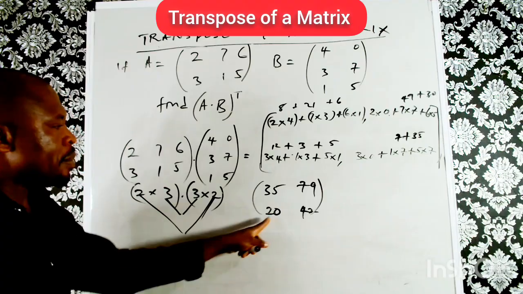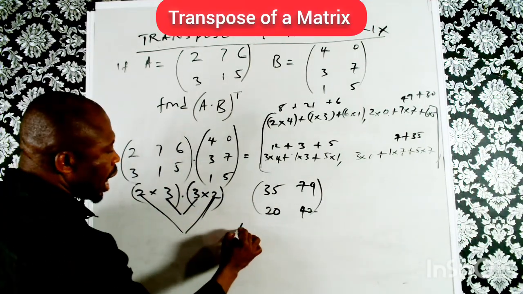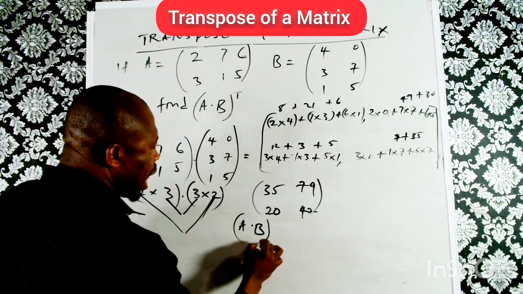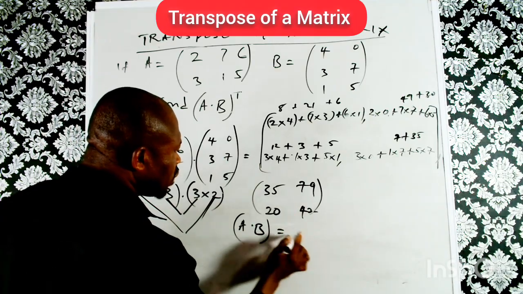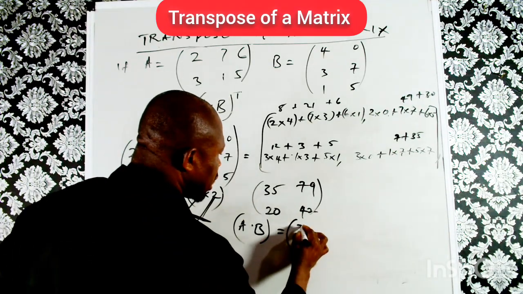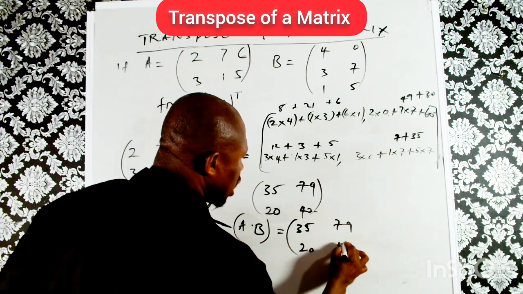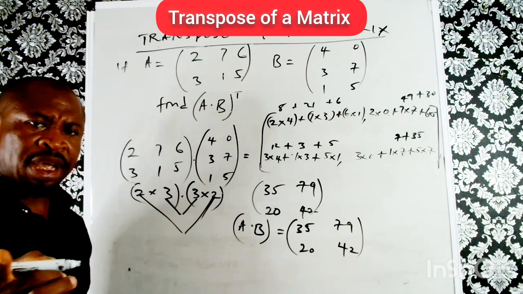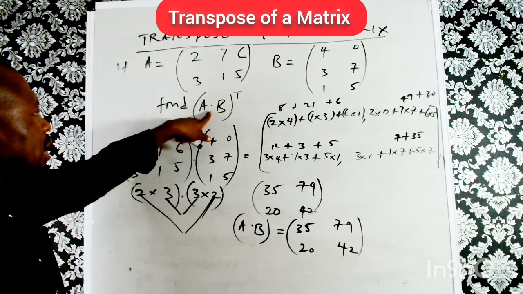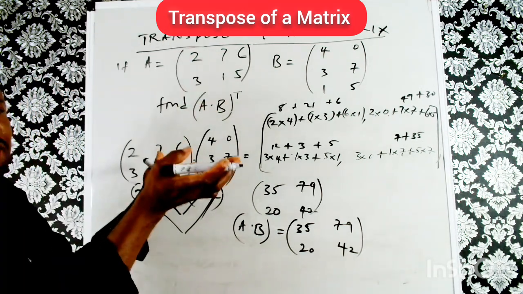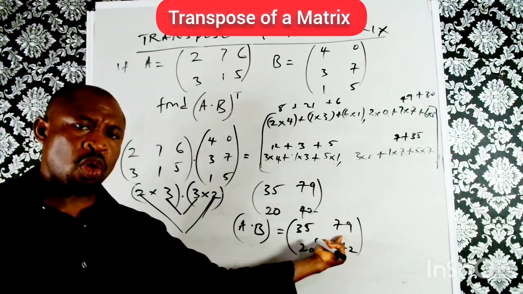Now remember, this is just A dot B. A dot B is this value. A dot B is 35, 79, 20, 42. This is A dot B. But the question says A dot B transpose. Therefore, we're going to transpose this.